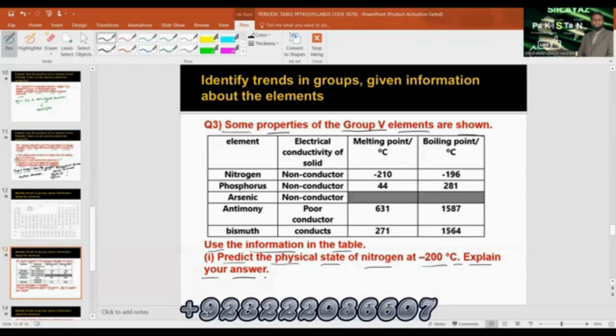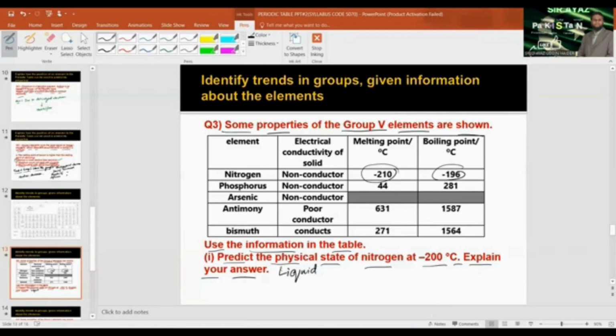So, the physical state of nitrogen at minus 200 degrees centigrade. The melting point of nitrogen is minus 210 and boiling point is minus 196. It should exist in the liquid state. So the answer will be liquid. Now you have to explain. So you can write: minus 200 degrees centigrade is between the boiling and melting points.